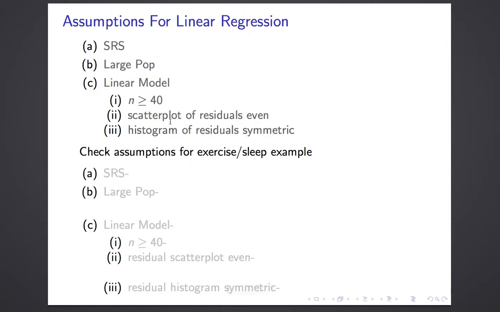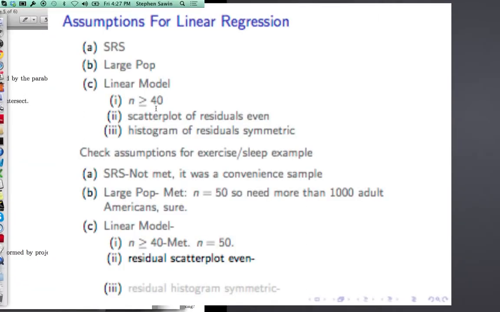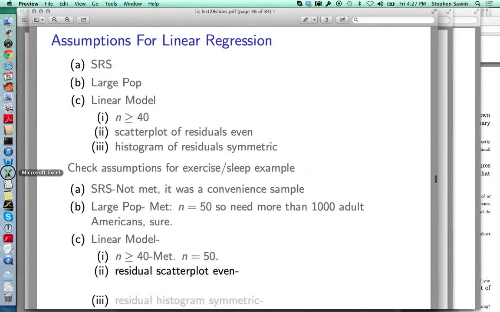So let's do this for the exercise sleep example. Simple random sample, not met. We said it was a convenient sample, if you recall. Large population. Our sample size was 50, so that means we would need there to be more than 1,000 adult Americans. No problem. The linear model. First, we need n to be at least 40. That's fine. N is 50. Next, we need the scatter plot of the residuals to be even, and the residual histogram to be symmetric. So we're going to take a look at that.